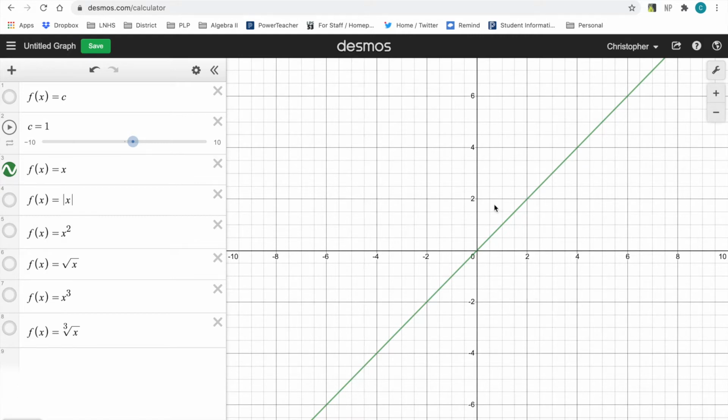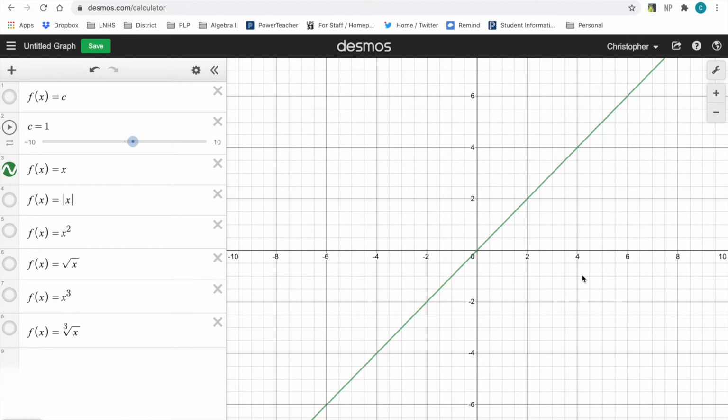Range will be very similar because on the y-axis, the linear function can go all the way down and all the way up. So range will also be all real numbers. For intervals of increase, remember, as we move left to right, we are increasing the entire time. So the interval of increase here will be all real numbers as well. There is no interval of decrease for the linear graph.